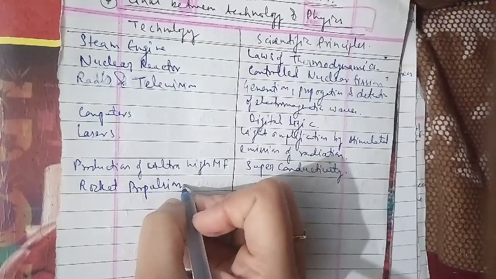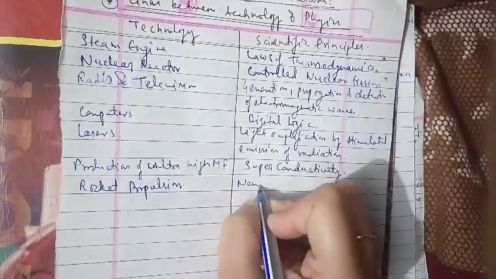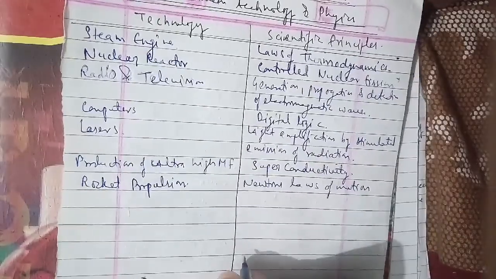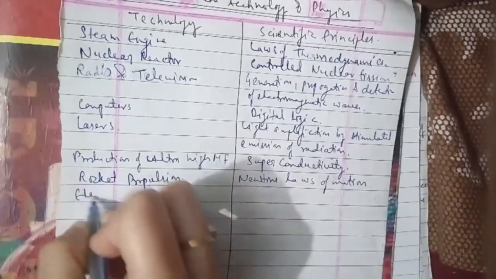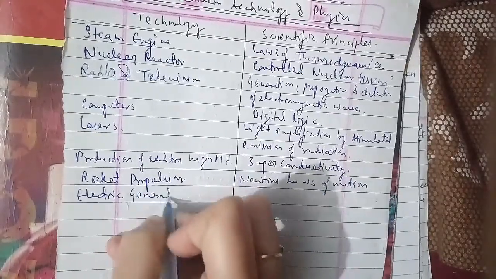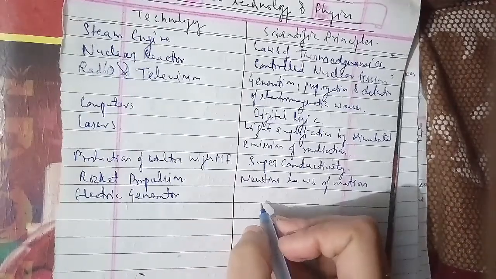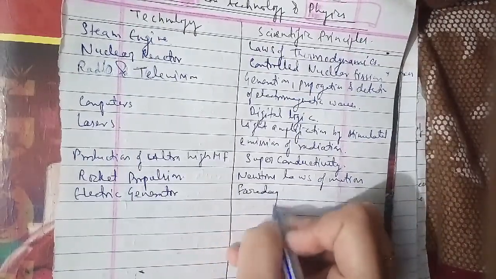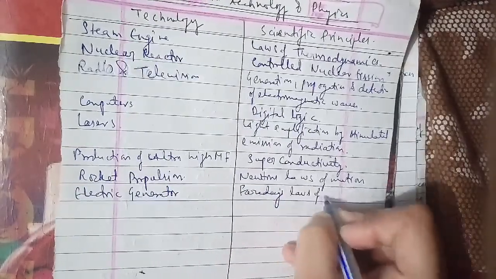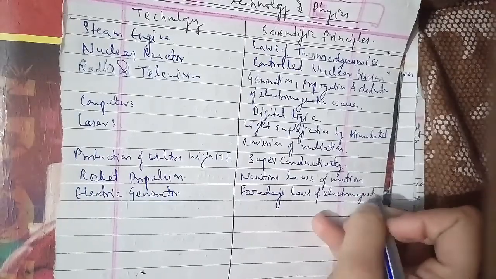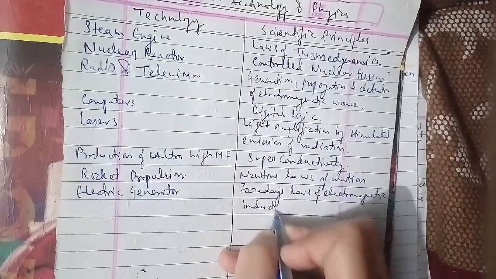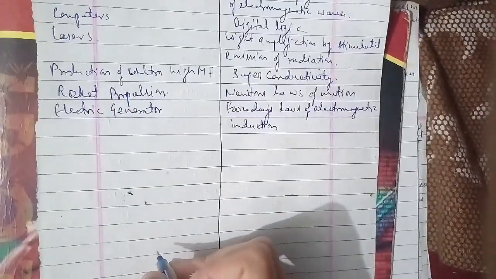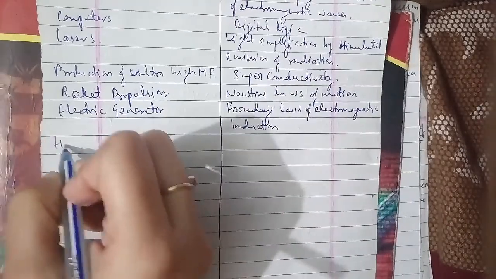For hydroelectric power, it is the conversion of gravitational potential energy into electrical energy. Now next is the aeroplane. For aeroplane, it is Bernoulli's principle in fluid dynamics.